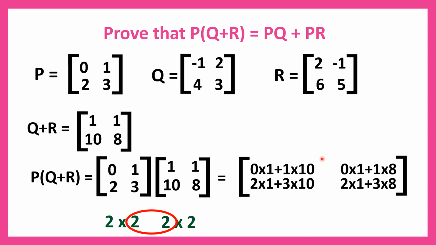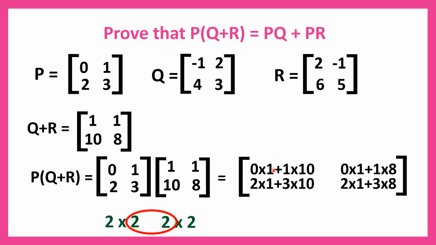Now coming to the second row, we have to consider the second row of the first matrix and first column of the second matrix. 2 into 1 plus 3 into 10. Thus, we get this element. Now for getting this element, we have to consider the second row of the first matrix and second column of the second matrix. That is 2 into 1 plus 3 into 8. And we get all the elements.